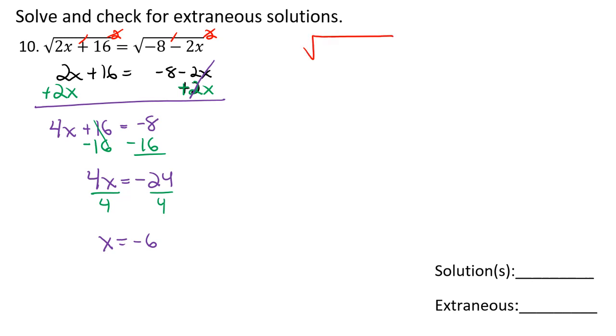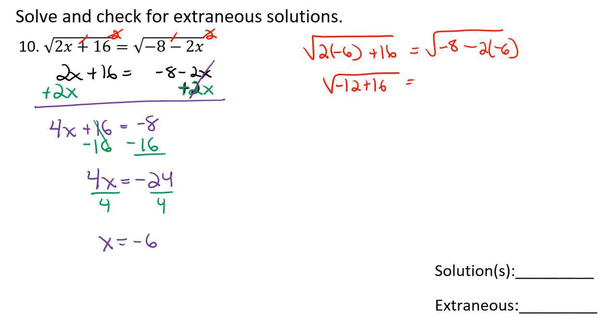Now I need to see if it's a solution or not, so I'm going to plug it back in. So 2 times -6 plus 16, -8 minus 2 times -6. So I have -12 plus 16, positive 12. This is square root of 4. This is the square root of 4. They are the same because they're both 2's. And so x equals -6 is a solution.